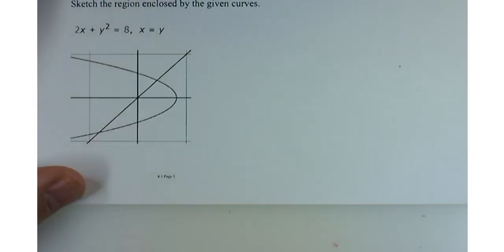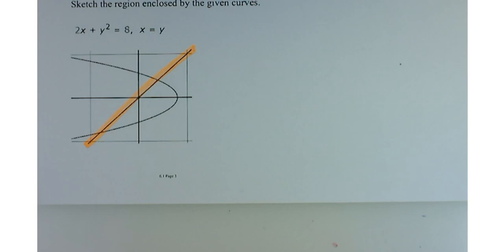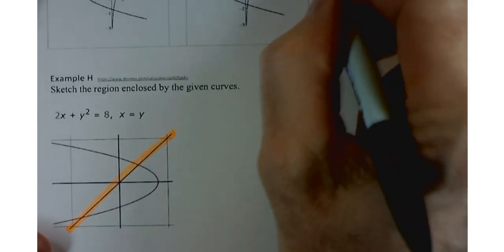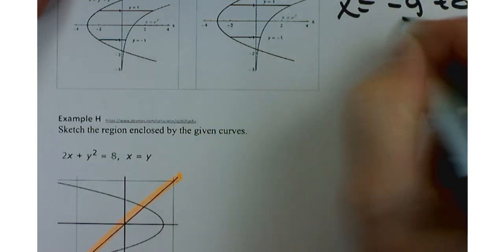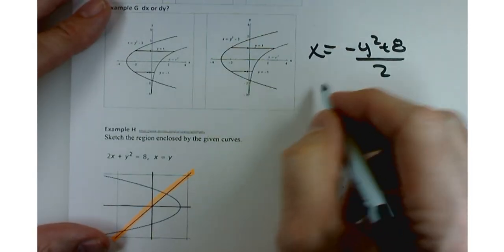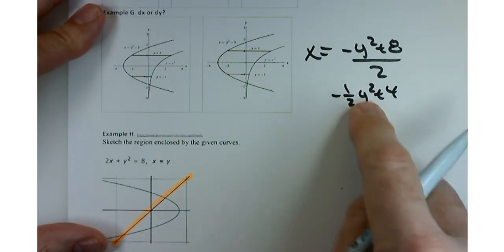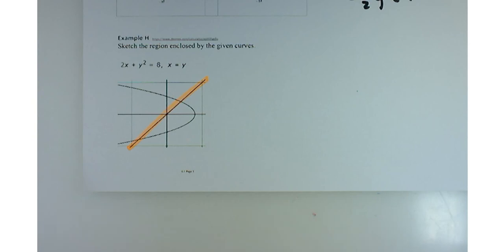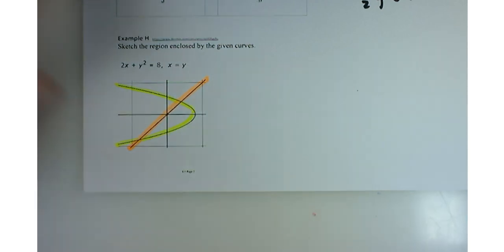Now, in this particular case, x equals y is pretty easy to spot. That's just a line that goes through the first and third quadrants. But the other one, if I solve for x here, x would equal negative y squared plus 8 all over 2. Or another way to think of that is negative 1/2 y squared plus 4. That plus 4 is going to move the graph to the right. A minus coefficient in front of a y squared term is going to face to the left. So there's your graph.